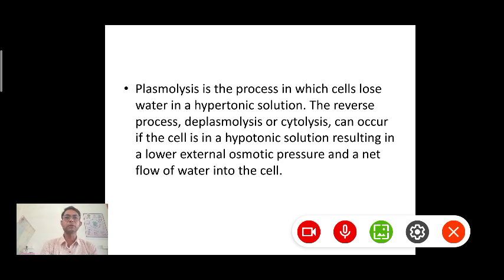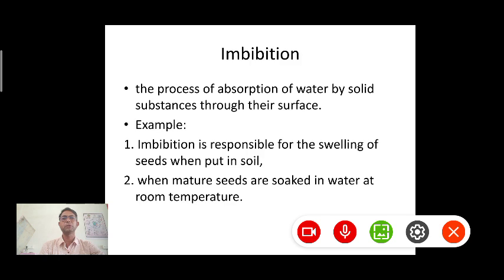So plasmolysis occurs when the cell is in a hypertonic solution, whereas deplasmolysis will occur when the cell is placed in a hypotonic solution. So plasmolysis is the shrinkage of the cell, and in deplasmolysis the osmotic pressure will change, and due to this osmotic pressure the cell becomes turgid. So this is nothing but plasmolysis.